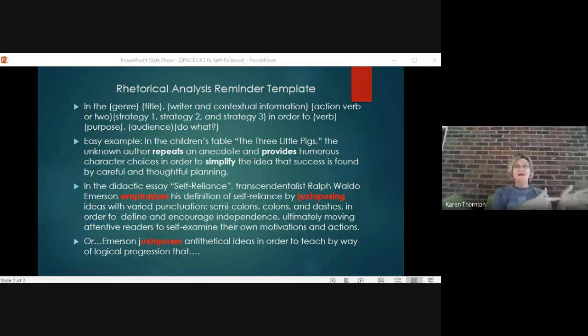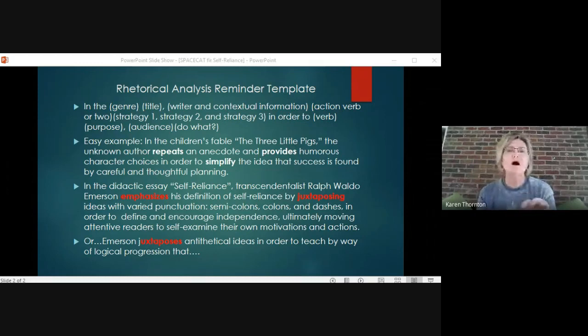So remember, we talked about in Space Cat, and we talked about how you wouldn't just say, oh, he uses punctuation to do that. No, he doesn't use punctuation to do that. He used varied punctuation. I'm going to tell you exactly what they are and why he uses them in order to define and encourage independence, ultimately moving attentive readers to self-examine their own motivational actions. I actually think, now that I'm looking at it, I probably would say by juxtaposing ideas to create antithesis with varied punctuation. So I think that would be a more specific plan if I were to rewrite that.